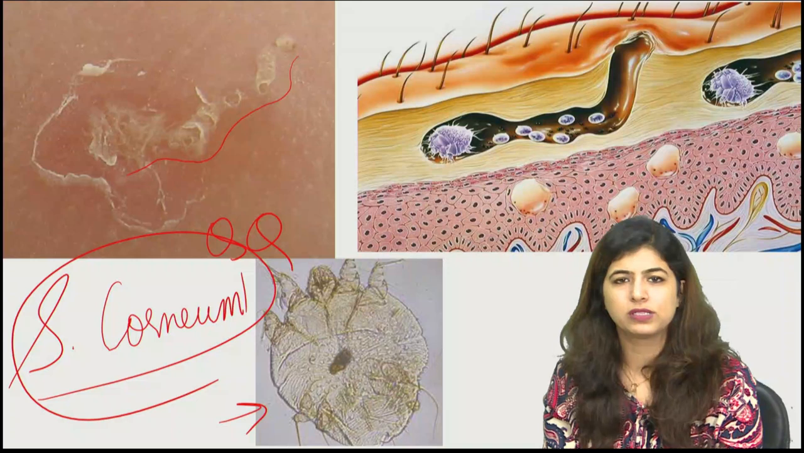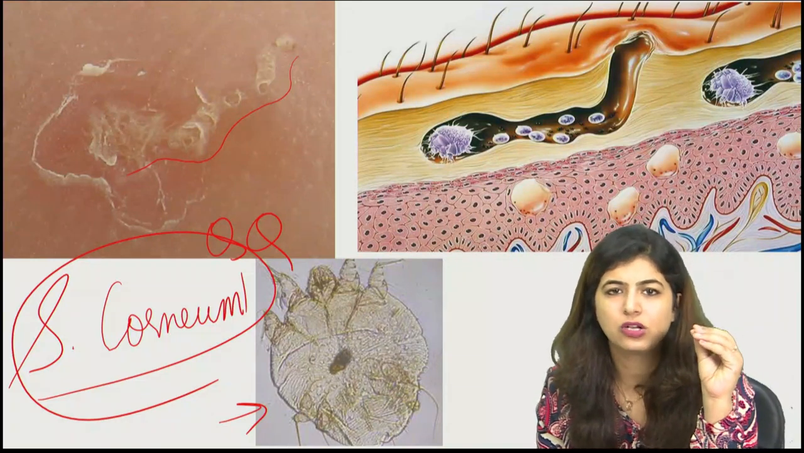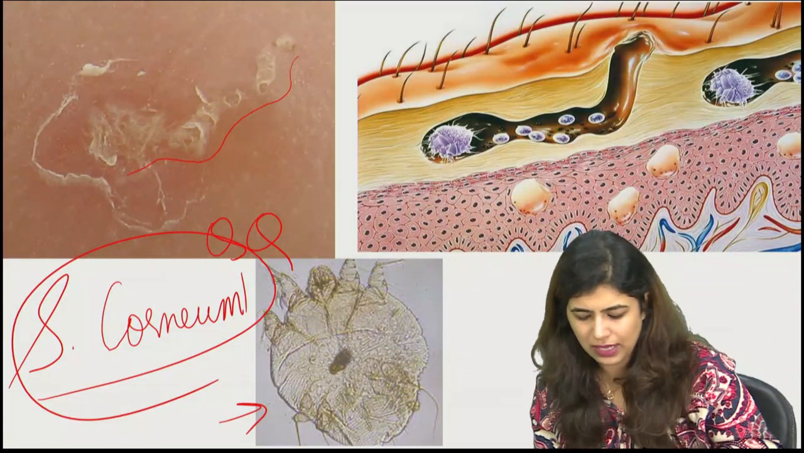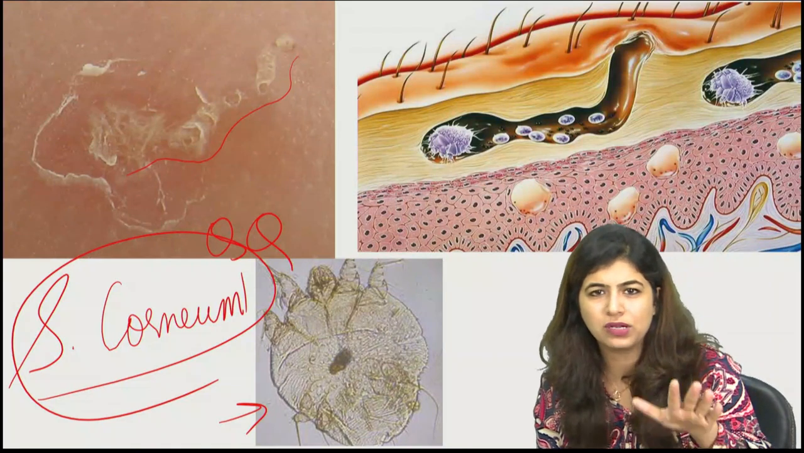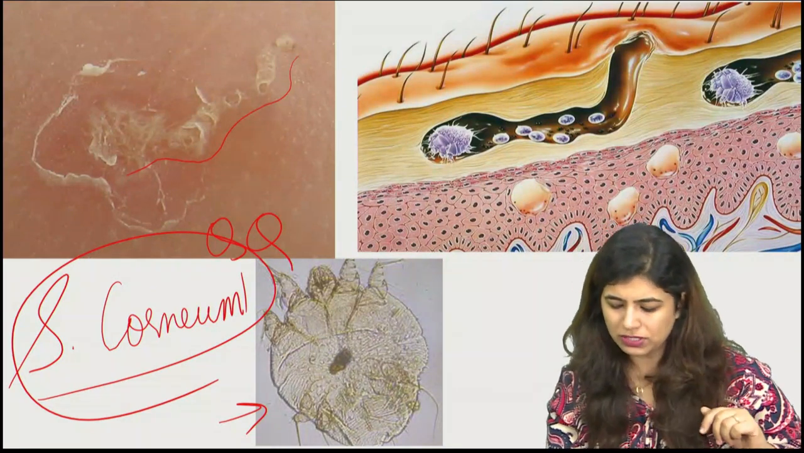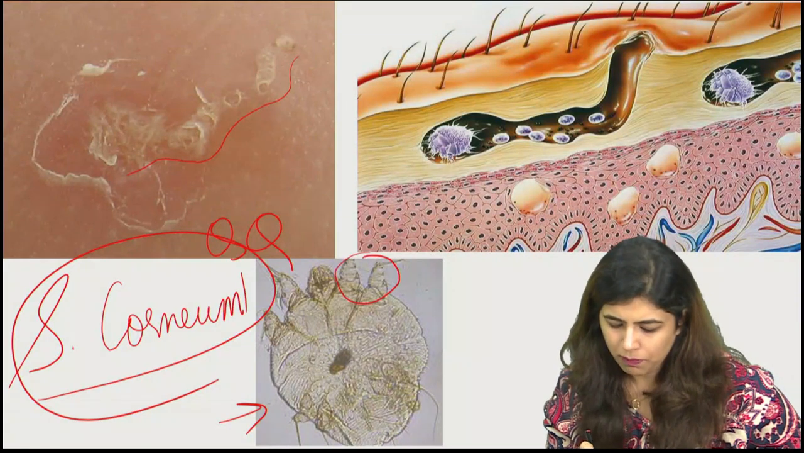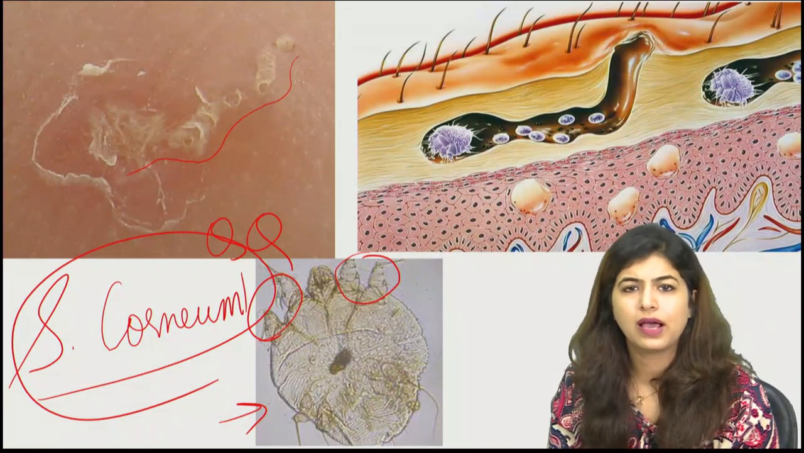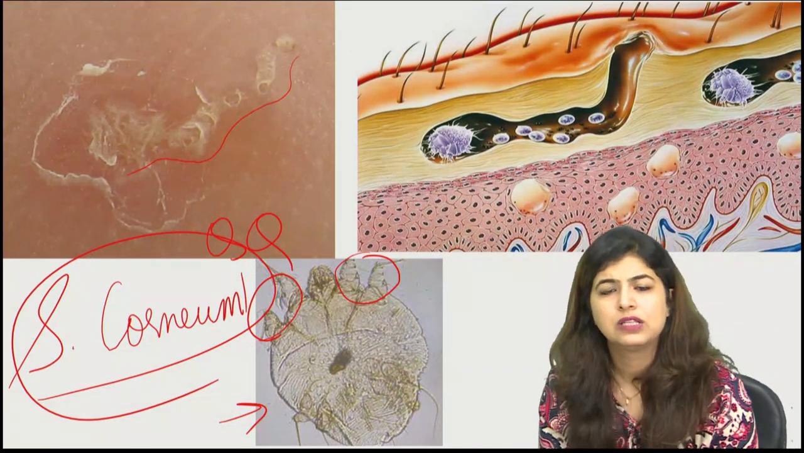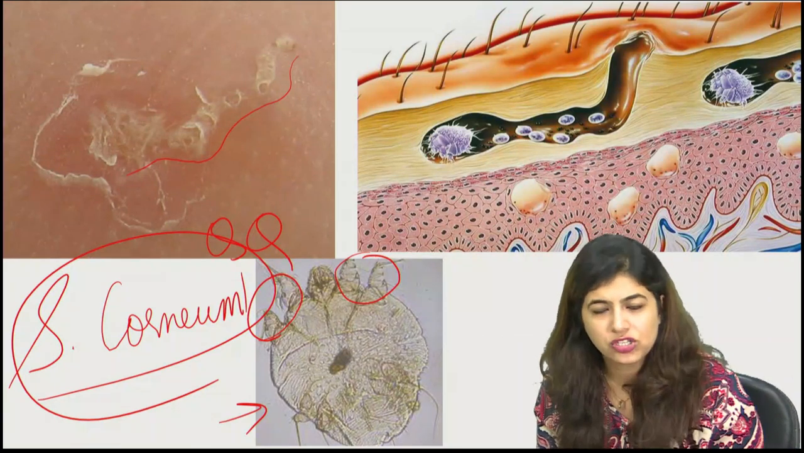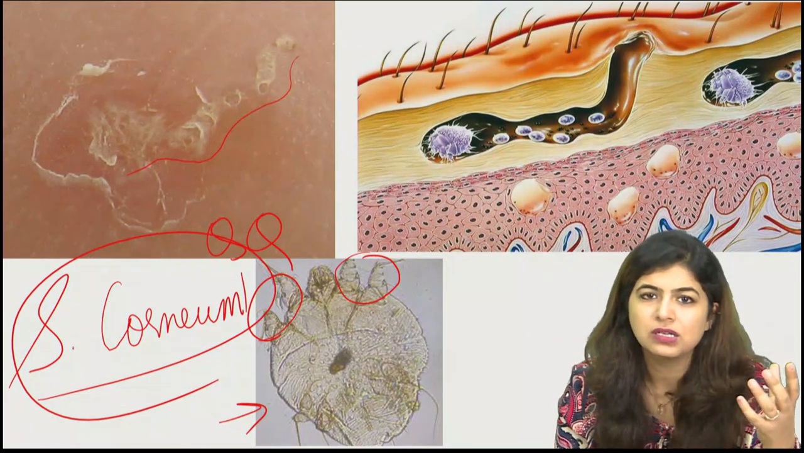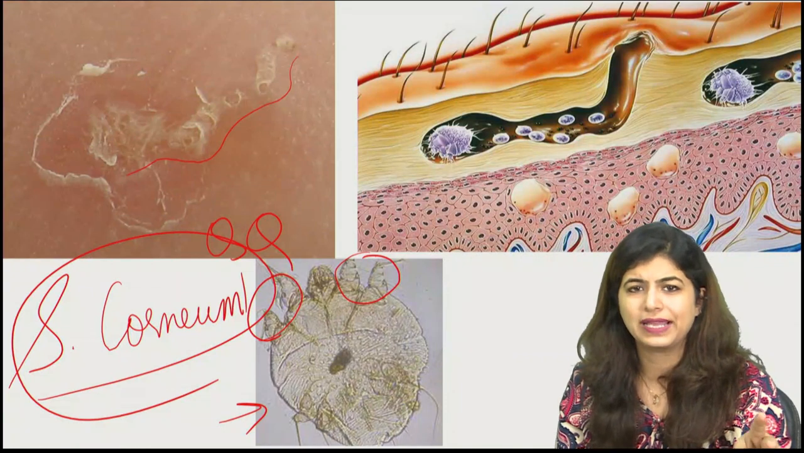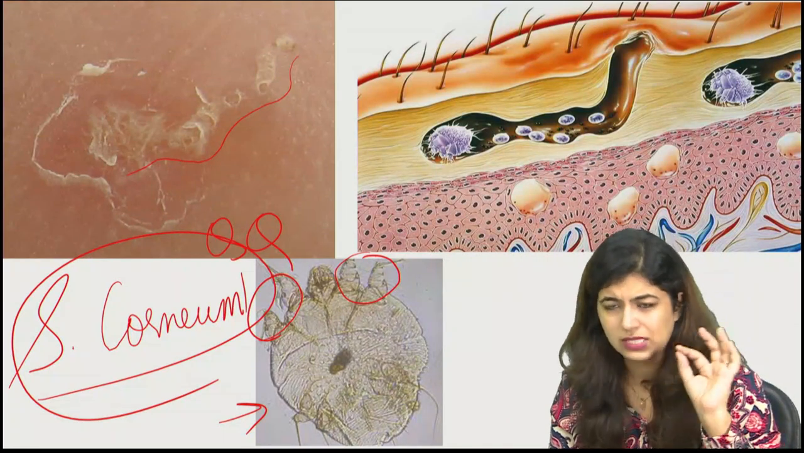Why? Because they also ask you, how does a scabies mite look? They may just give you an image and ask you to identify the organism. So have a look at it. It's a short, broad, flattened mite which has four pairs of legs, right? This is what will help you identify it. The only other such organism which will come in your question is Pediculus, which is the lice. Lice look very different. So you just need to differentiate between the lice and this scabies mite.